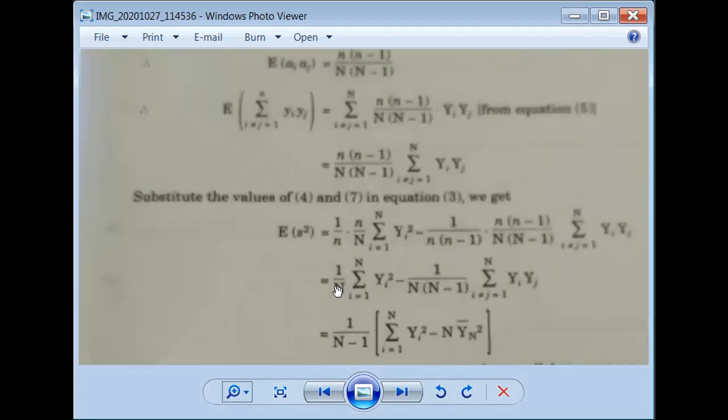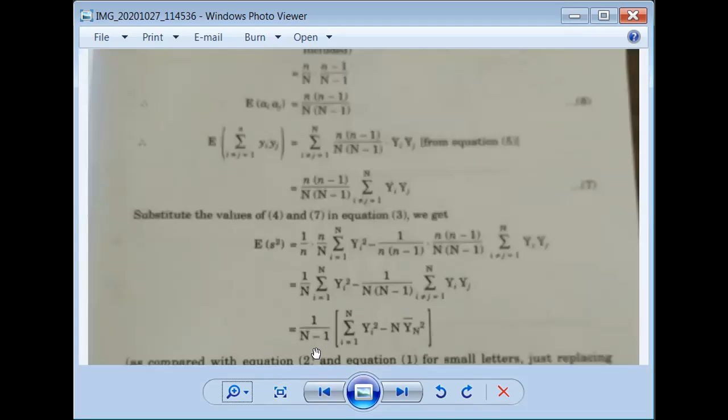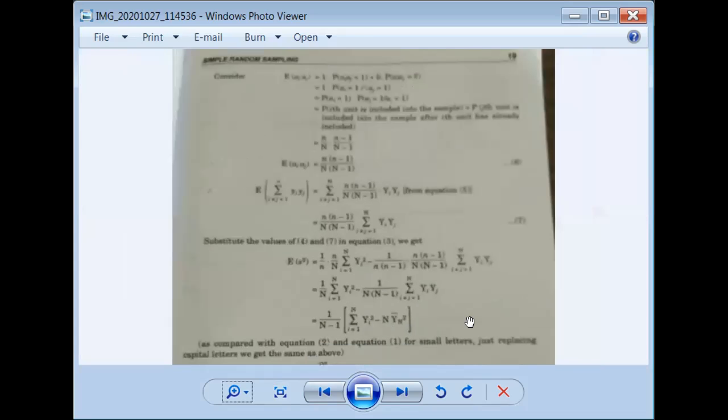So now here again, 1 by n, n cancel here: 1 by capital N summation i equal to 1 to n yi square minus, so here numerator and denominator n cancel, 1 by n into n minus 1, again n into n minus 1 both cancel, so 1 by n into n minus 1 summation yi yj, that is 1 by n minus 1. What is the remaining here? 1 by n minus 1 we are taking out, then summation yi square minus n into y bar n square. Now as compared with equation 2 and equation 1 for the small letters, just replacing the capital letters we get the same as above.